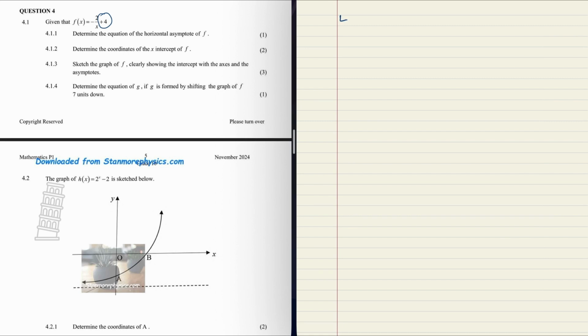Question 4.1.4, determine the equation of g if g is formed by shifting the graph of f 7 units down. So that's affecting the y value. So g of x is going to equal f of x, and we're shifting it down, so minus 7. So f of x is minus 2 over x plus 4, and then minus 7. So g of x is going to be minus 2 over x plus 4 minus 7, which is minus 3. And that's my answer.